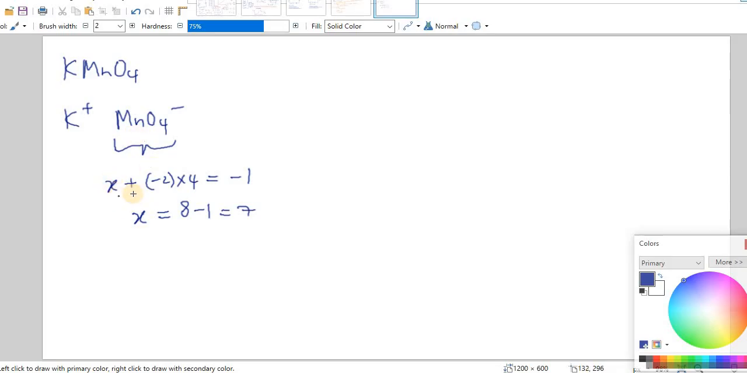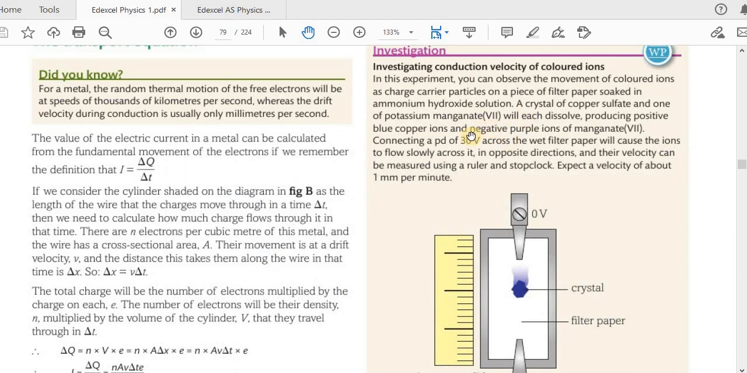This is how you find the oxidation number of manganese. Let's call it x. The oxidation number of manganese plus the oxidation number of the 4 oxygen ions should be equal to minus 1. That's what I wrote here. Oxygen is in group 6, so 8 minus 6 is 2. That's why the charge on that is minus 2. Again, you could have learned this for chemistry. There are 4 oxygen atoms, so 4 times that is minus 8. When you move it to that side, it will be 8 minus 1, which is 7. So x, the oxidation number of manganese, is plus 7. That's how you get the 7 here.